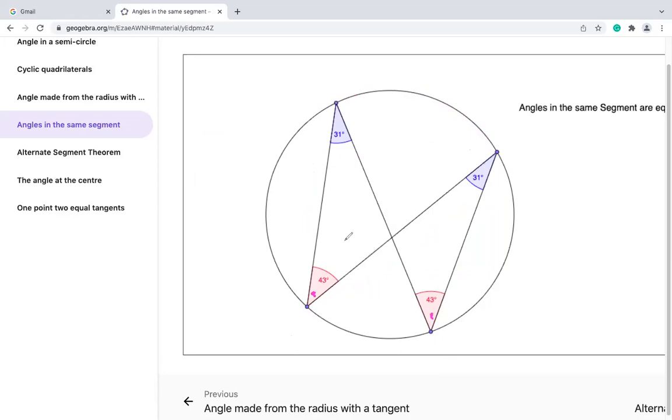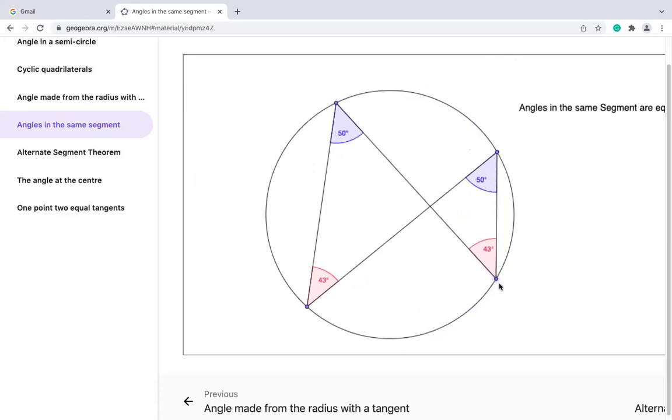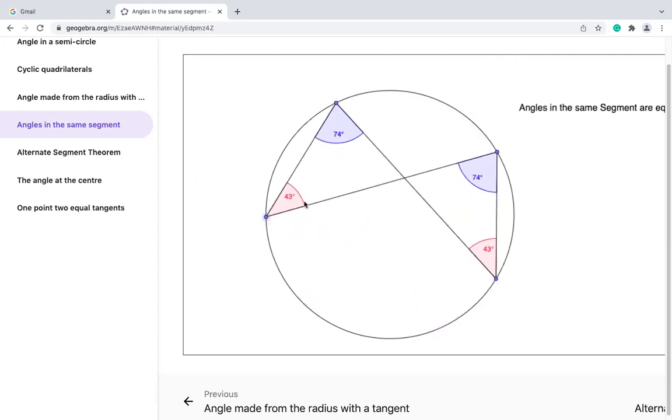Similarly, if you look at this side, these two angles here and here, 31 and 31, are also on this segment. If I take this as A, B, C, and D here, you'll see that these two angles are on the segment AC. If I change the position, you'll notice that this angle is 74, this is 74, but this is 43, this is 43.